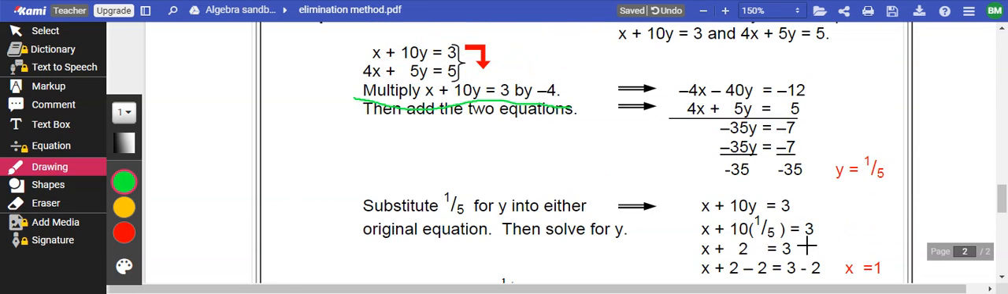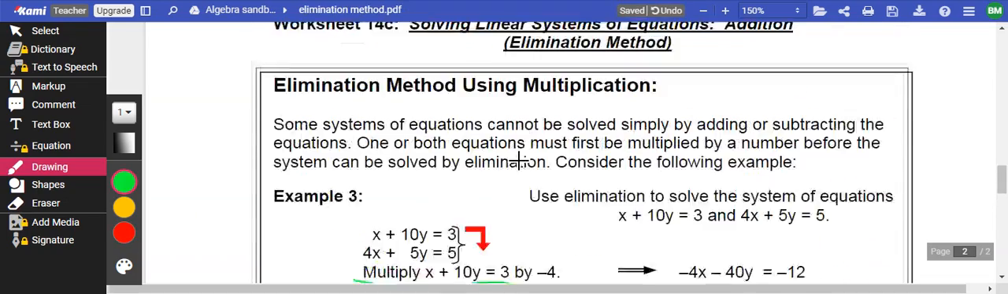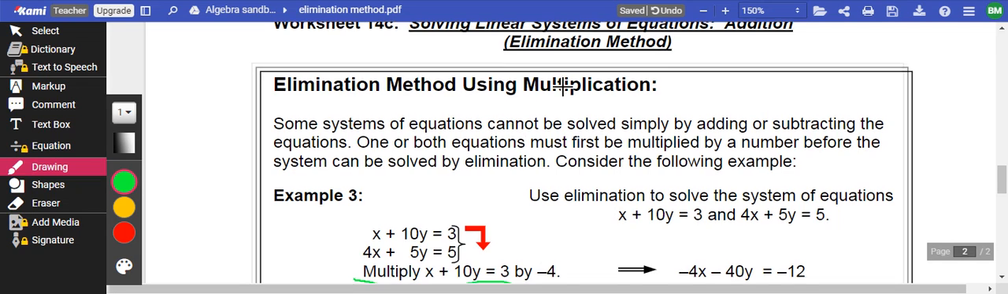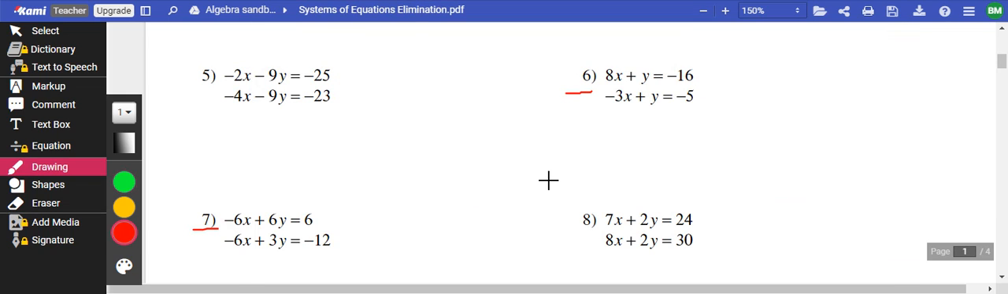I am going to do another example like this on this other page. This page right here, you have this on day 1 of the elimination method, just to use as some examples. So you can go back and get that if you want to follow along. This is under for today. We're going to look at 6 first. Notice that 8x + y = -16 and -3x + y = -5, you don't eliminate something.